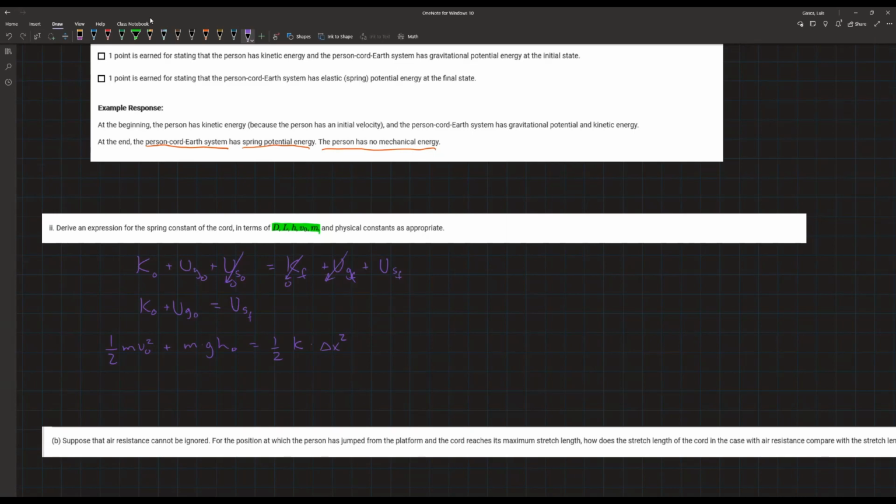for all of these quantities. Well, we can go ahead and say, well, okay, we're allowed this part, we're allowed the mass, we're allowed the acceleration due to gravity, that's a physical constant. The tricky thing here is we have to be careful with H, D, and L. Let's go ahead and see here what these mean, because the stretch of the spring or the cord is going to depend on these variables, and so will the initial height.